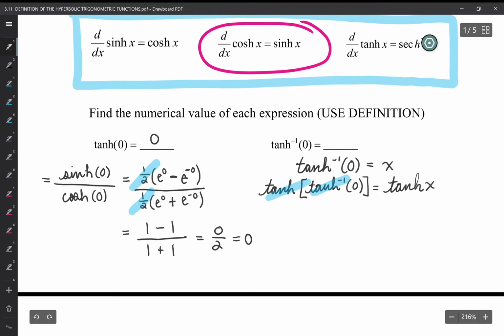where these two functions are inverses, so they'll cancel out, and we're left with 0 is equal to the hyperbolic tangent of some number. This is slightly easier to reason about, because we just found that 0 is equal to the hyperbolic tangent of 0. So that x that we're looking for is 0. So the inverse hyperbolic tangent of 0 is equal to 0.